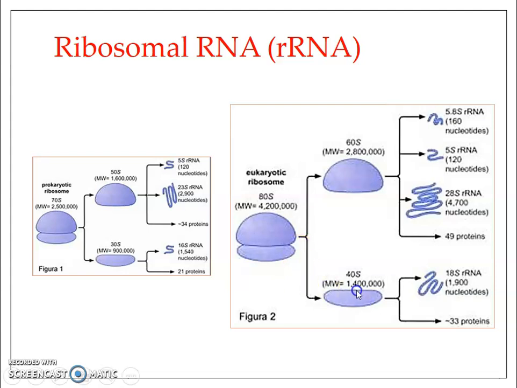Coming to the smaller subunit, the 40S, it is formed of only a single rRNA complexed with 33 ribosomal proteins. The single type of rRNA is 18S, formed of 1,900 nucleotides. So these are the different kinds of rRNAs found in prokaryotic and eukaryotic cells.